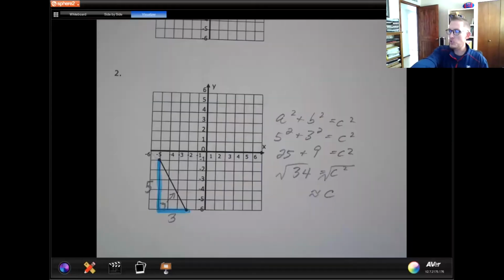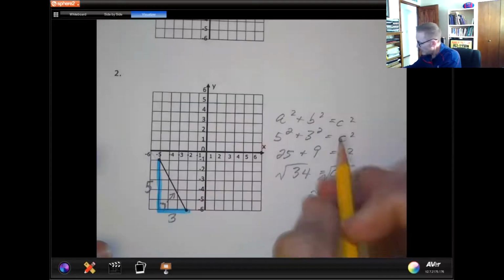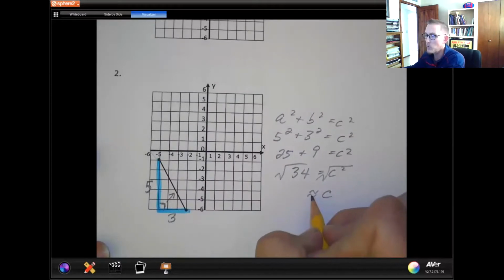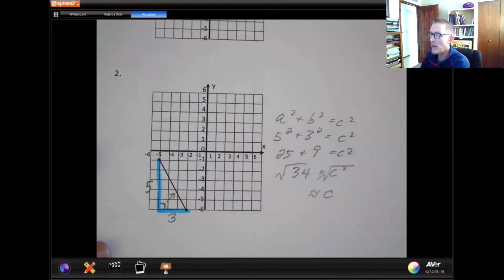So let's go back over to our problem here and say, okay, the square root of 34 was a decimal, and we're going to approximate it. So we do the wavy equal sign, and we approximated that to 5.8.